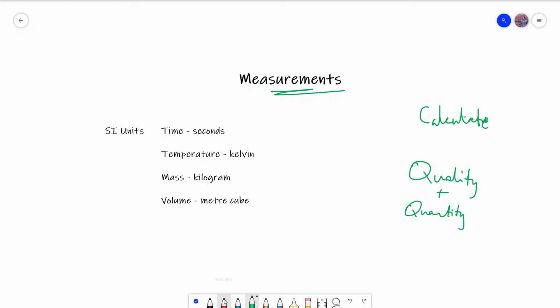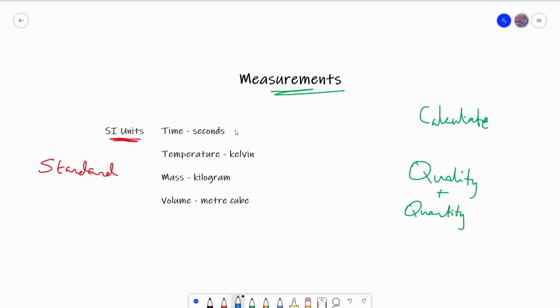Some measurements that we regularly take in your IGCSE syllabus are time, temperature, mass, and volume. Now, the SI unit, now what's an SI unit? The SI unit is the standardized unit system that we all use around the world. This is done because you need a single set of units, which means that people from around the world can look at your data and understand what you mean, and get an easier way to work with it.